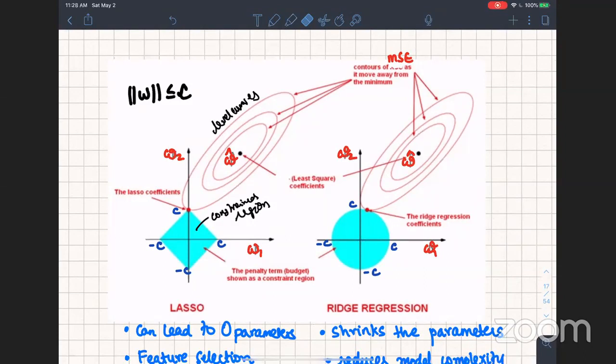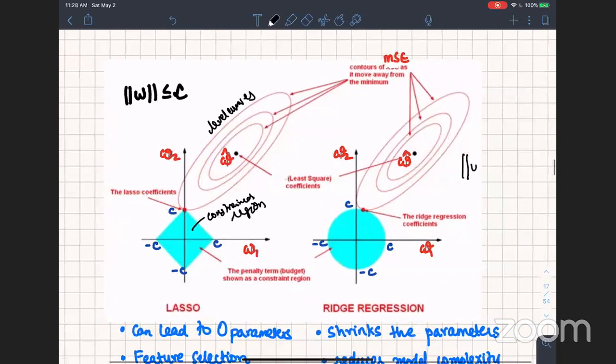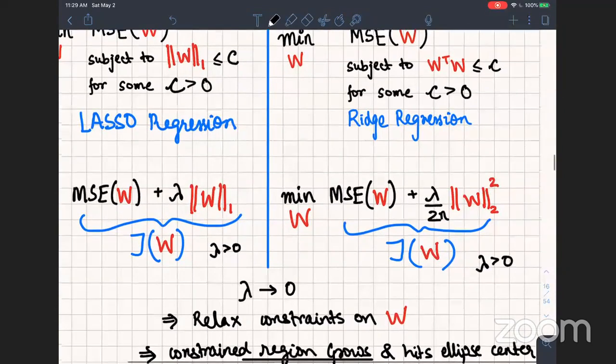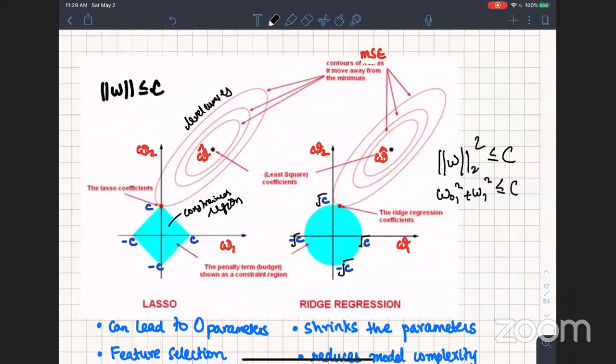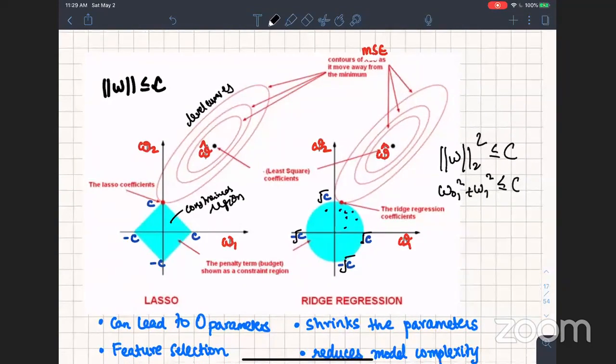Similarly, on the right-hand side, we have this one, which is an equation of a circle, right? W0 square plus W1 square is less than or equal to C, right? I might be a bit wrong here. I think it would be root C in this case. Yeah, you can take it as C square, doesn't matter, right? So now again, your answer would be somewhere in this region, including the circumference, but at the same time, it has to help in decreasing, going through this level curve.